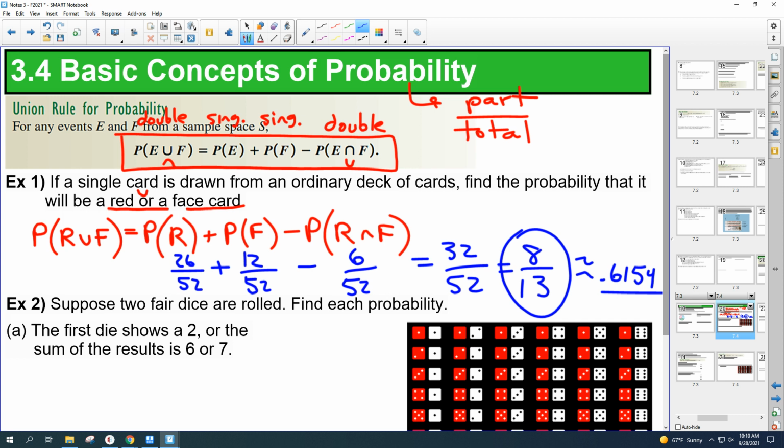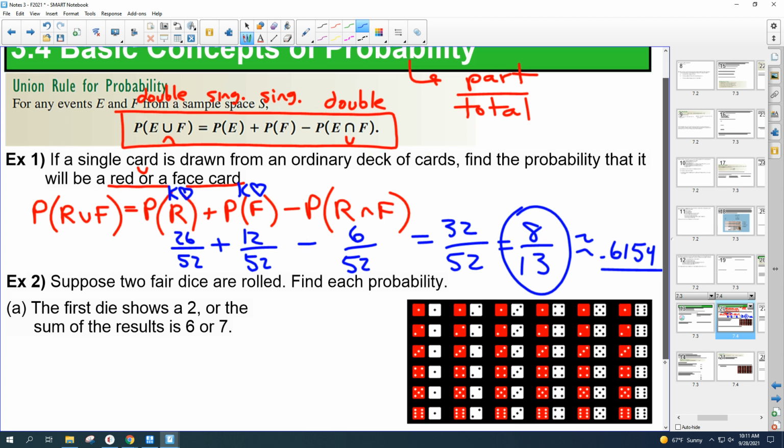Now think about what we did and the reason why we subtracted 6 over 52. And some of you guys were kind of ahead of the game already. If I just add up the red cards plus the face cards, I've counted some of the cards twice. Like a King of Hearts. A King of Hearts is a red card, but a King of Hearts is also a face card. So I ended up counting that card twice. I'm going to have to subtract off the ones that I counted twice. And it turns out that I counted 6 of them twice, so that's why I'm subtracting off the 6 of them that I counted twice. That's what this union rule does.